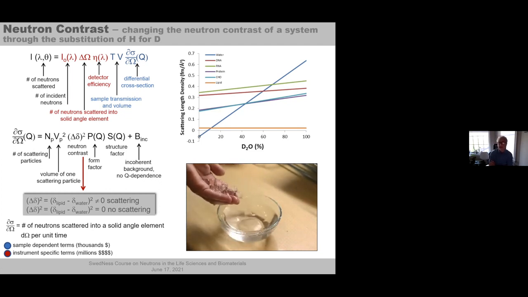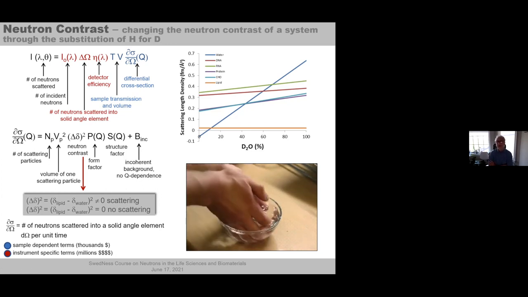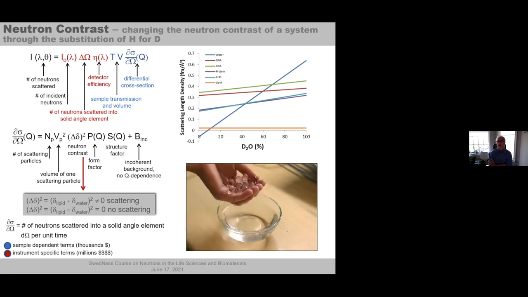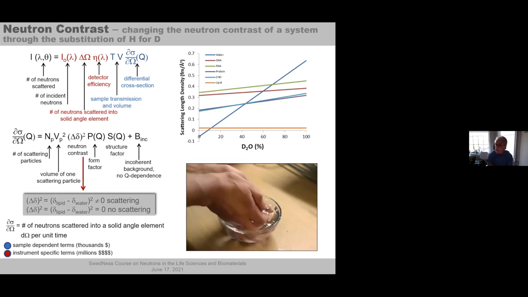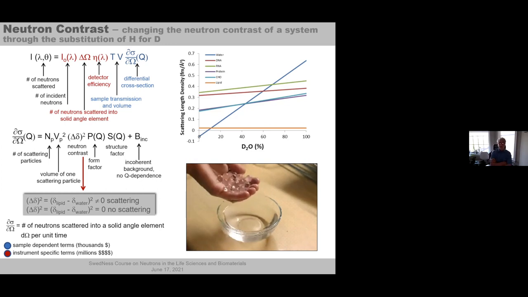Now, that doesn't always happen because there are always fluctuations. It's extremely hard to get something perfectly matched, but you could come very close. And we'll find out how you can do it. How are we going to do that? So this term here is extremely important. And this is the one that you as a scientist, as a researcher, have control over.